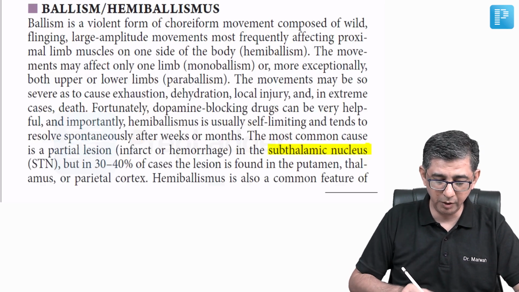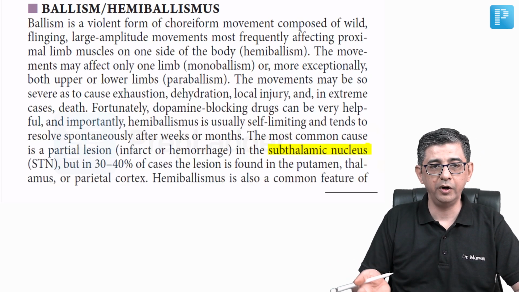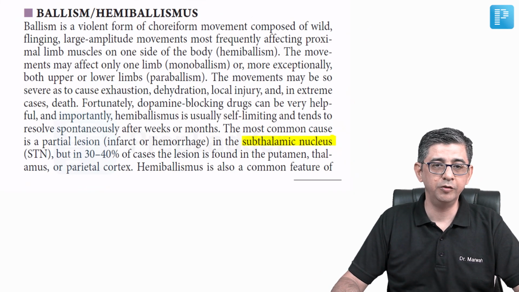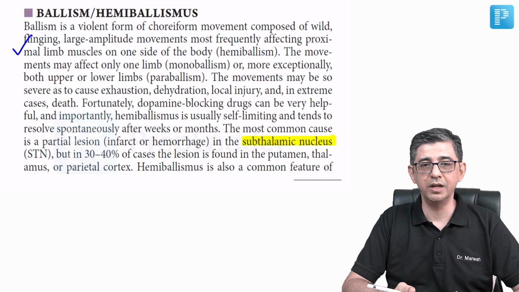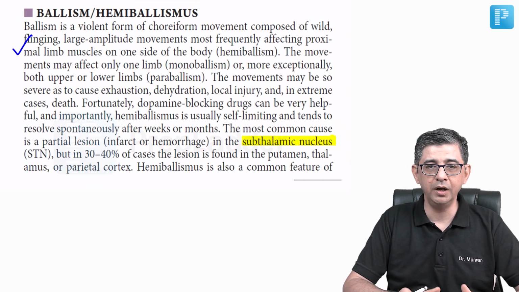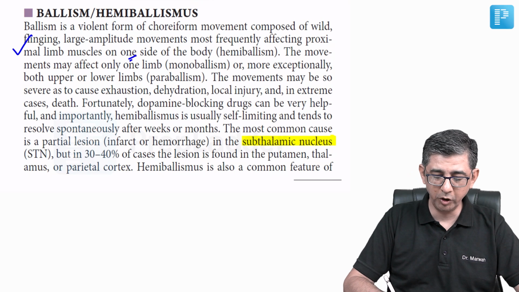That would be the subthalamic nucleus. And yes, that's what Harrison says: a violent form of choreiform movements, wide flinging movements. He has not used the word ballistic movement. He has just used the words flinging large movements that mainly affect the proximal part of the body.